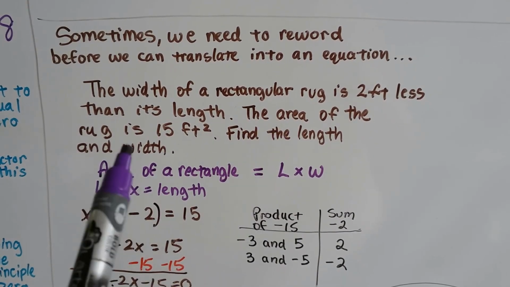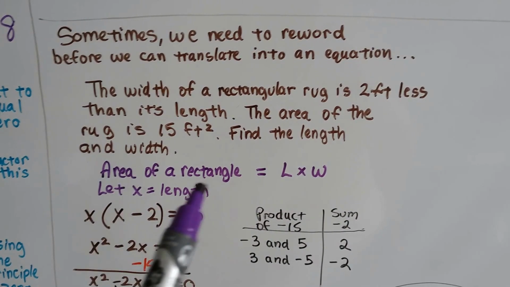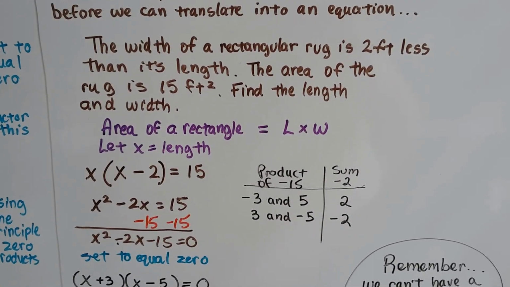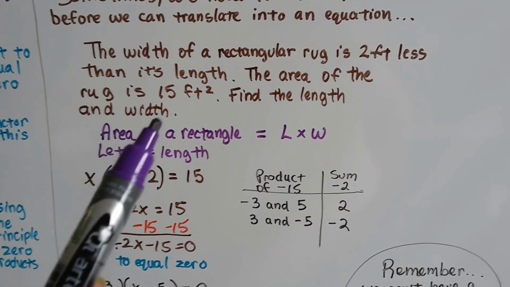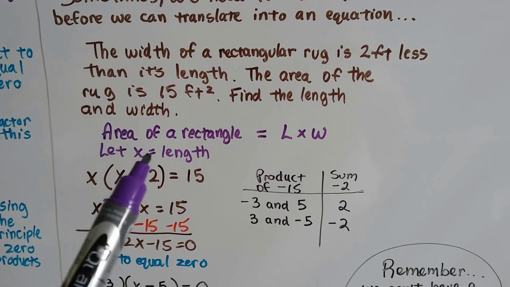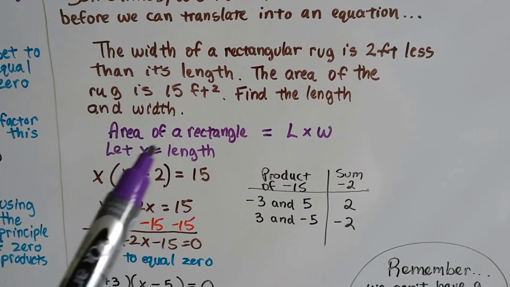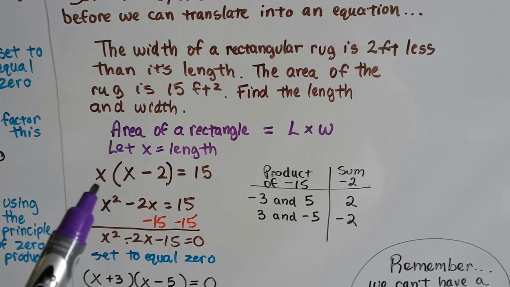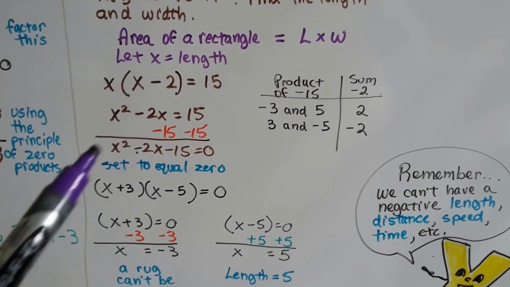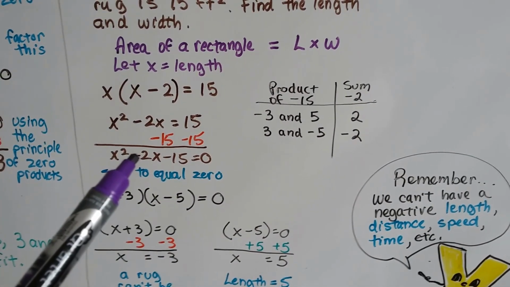We need to find the area of a rug, don't we? And length times width is the area of a rectangle. It's a rectangular rug. So we know we've got to do length times width. Well, it says that the width is 2 feet less than the length. So if we let x equal the length, then the width is x minus 2. And that means the length is x. So we've got x times x minus 2. See? We subtract 15 from each side so we can set it equal to 0.